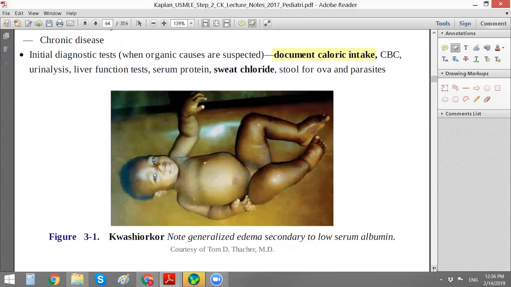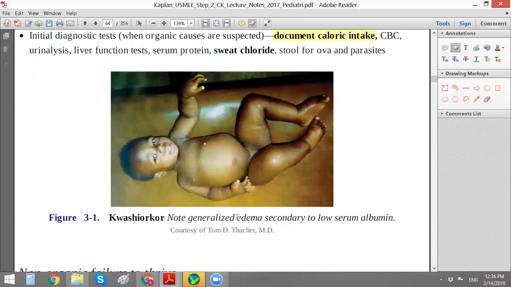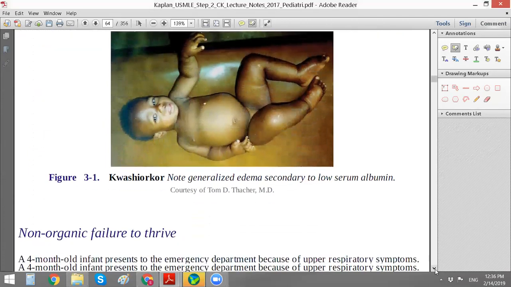This is a patient who has kwashiorkor. Note the generalized edema secondary to low serum albumin. Okay, because of protein. This is specifically the protein problem.